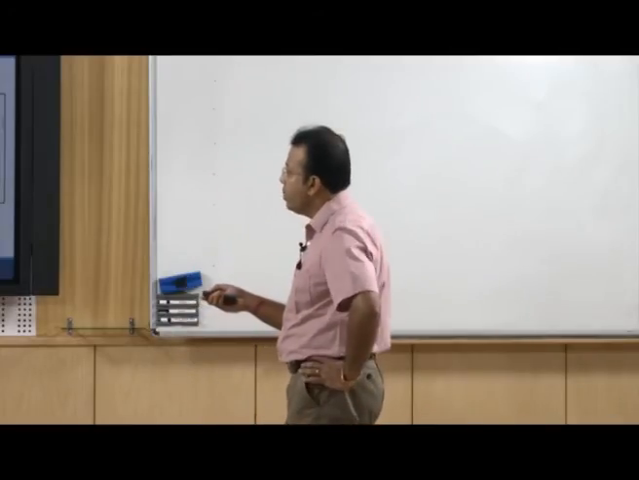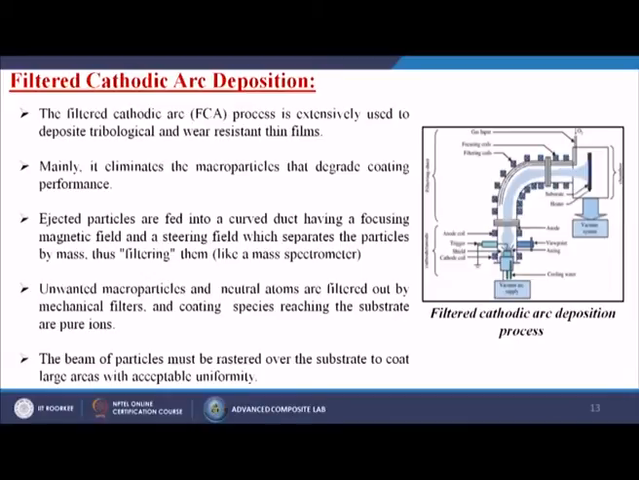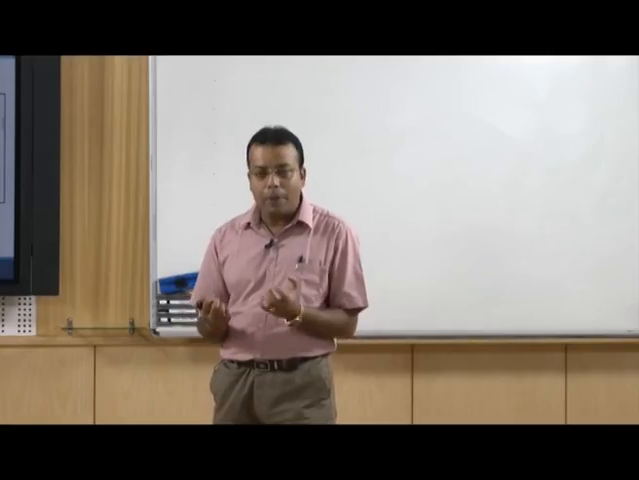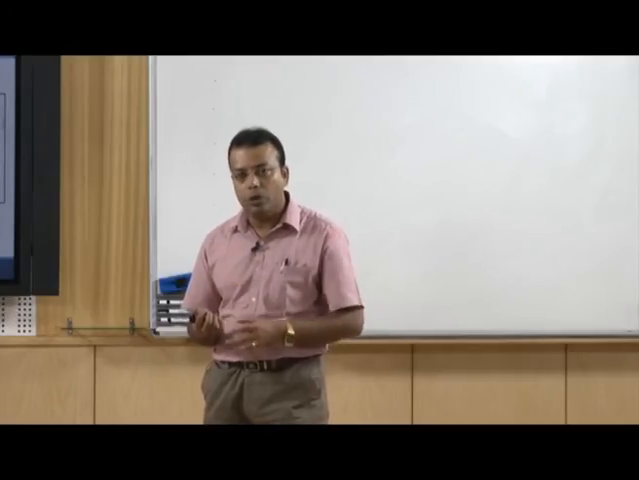So, here ejected particles are fed into a curved duct. You can see there is a duct over there. Through this duct your particles go through and then fall onto your substrate material. A steering field separates the particles by mass, thus filtering them like a mass spectrometer. So, here there are several kinds of filtering coils which absorb the bigger particle size and only allow the small particle size to go.